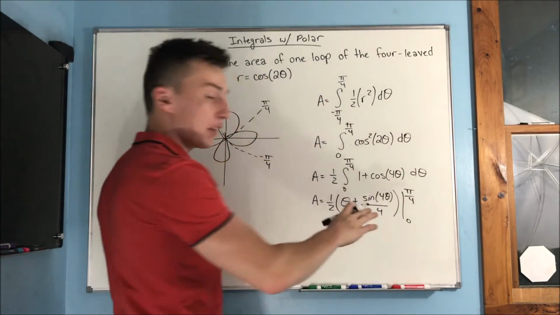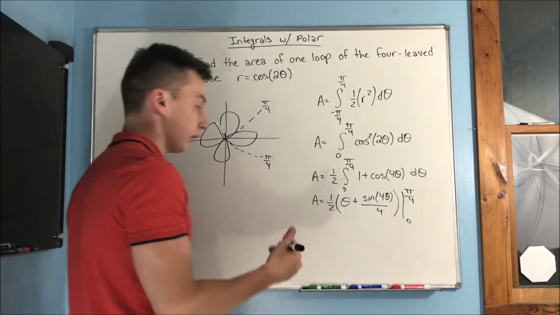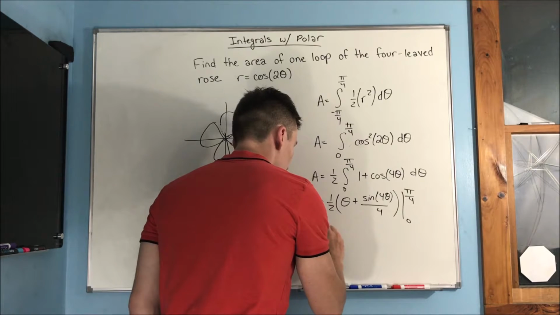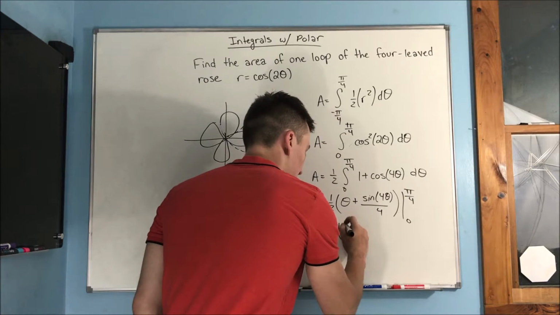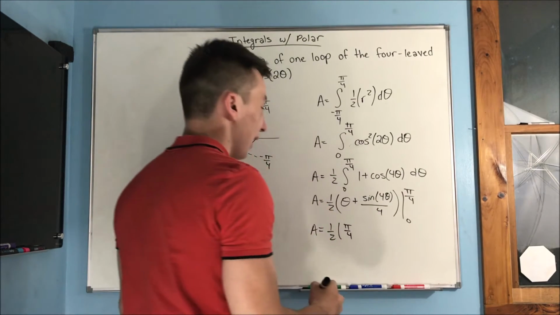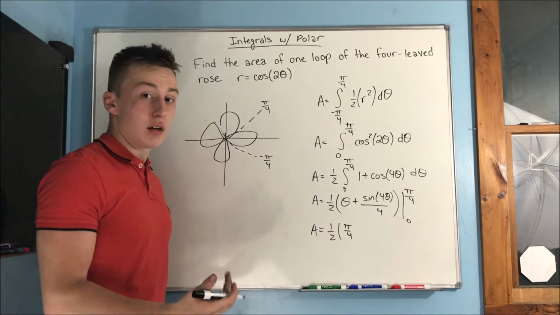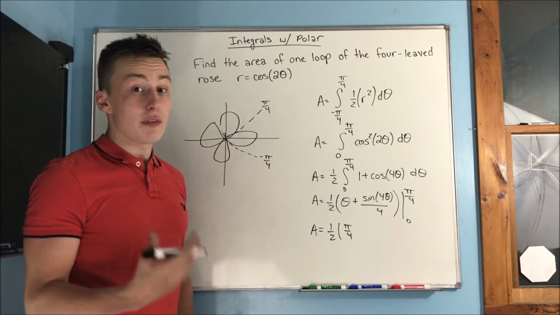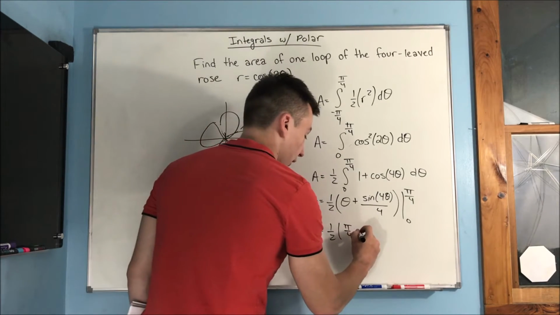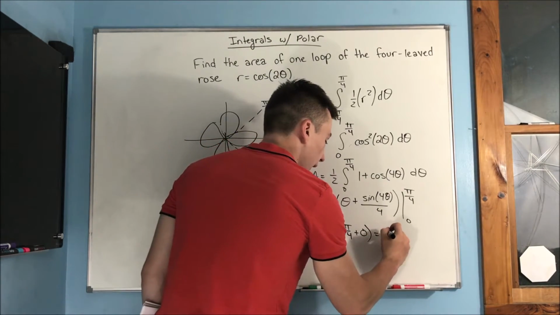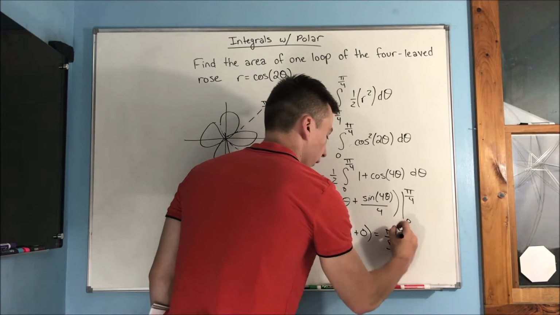Now the 0 kills everything off, but the pi over 4 we can use. We get 1/2 times pi over 4. And as you notice, when we plug in pi over 4 to this 4 theta here, we're going to end up with sine of pi. We know that to be 0, so we're going to get a plus 0 here. Altogether, we get an area of pi over 8.